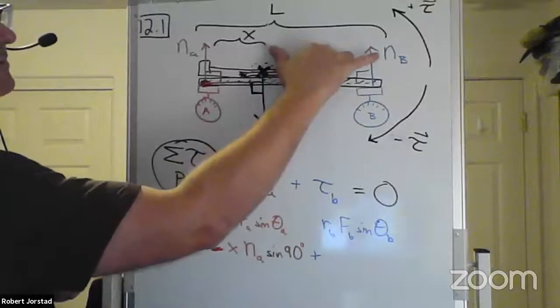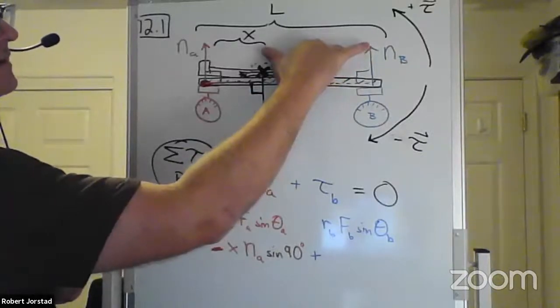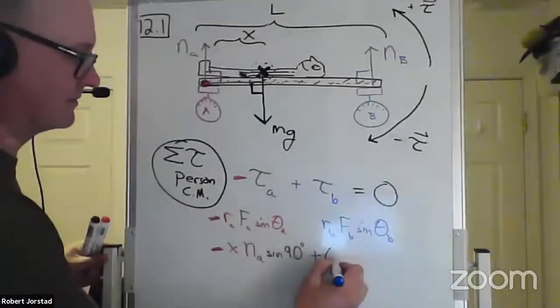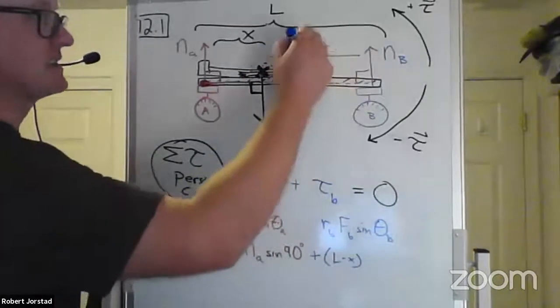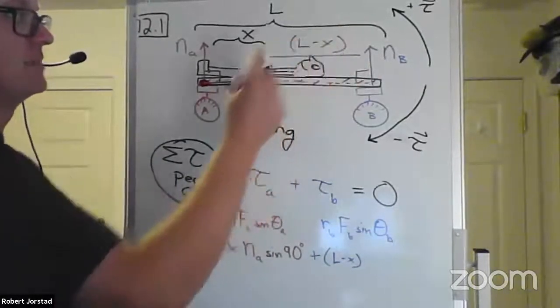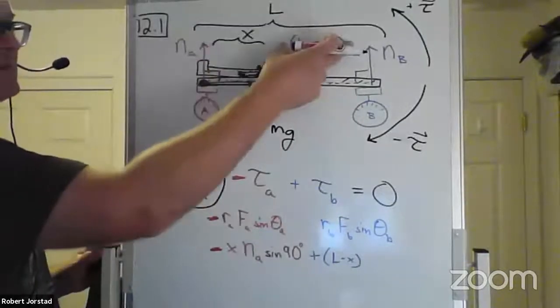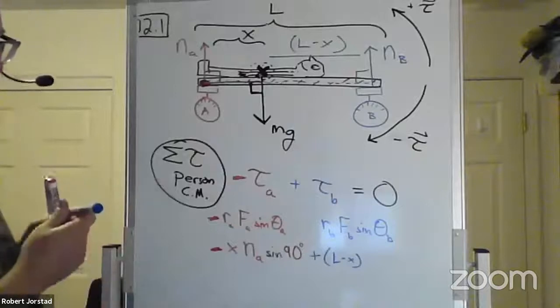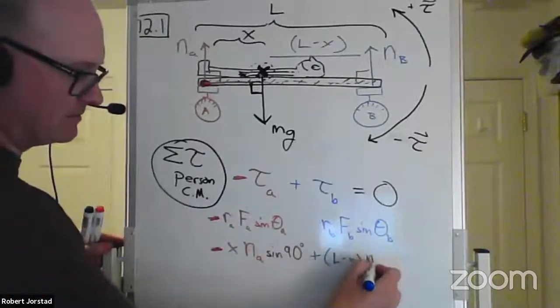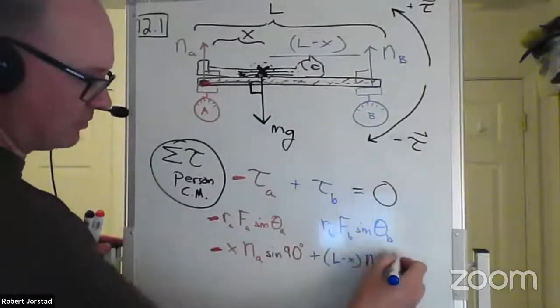Not add. Maybe L minus X. Ding, ding, ding. Winner, winner, chicken dinner. Does that make sense that this distance is L minus X? Because this is X and that's L. This must be what's left over. Add these together, you get L. All right, the force is N_B. The angle is sine 90. We're off to the races.